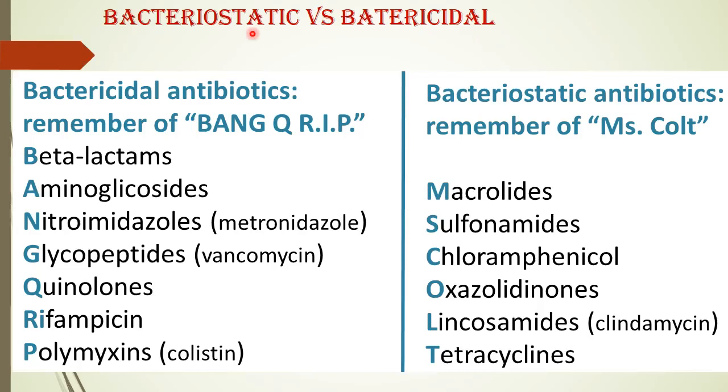Okay, so bacteriostatic antibiotics are those which will resist the growth of bacteria. Bacteria will be there on your body, but it will resist the growth. The multiplication is not possible, and bactericidal will directly kill the bacteria. So these are certain examples of bactericidal as well as bacteriostatic antibiotics. Beta-lactams, aminoglycosides, nitroimidazoles, glycopeptides, quinolones, rifampicin, polymyxin, macrolides, sulfonamides, chloramphenicol.